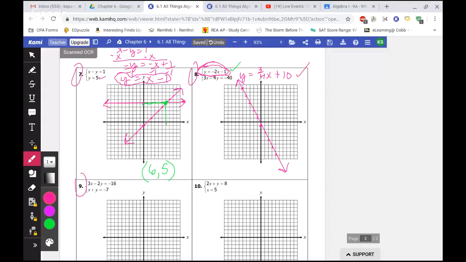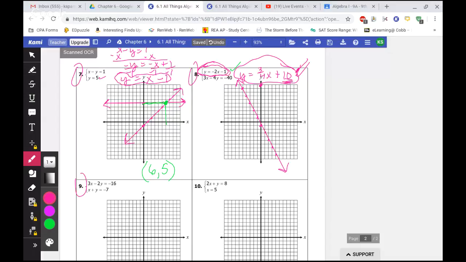So on this second equation here, what is the y-intercept on it? Negative 4? On this one? Right here. Positive 10. Yes, positive 10. Good job. So that's all the way up here, believe it or not. And our slope is a positive 3/4.